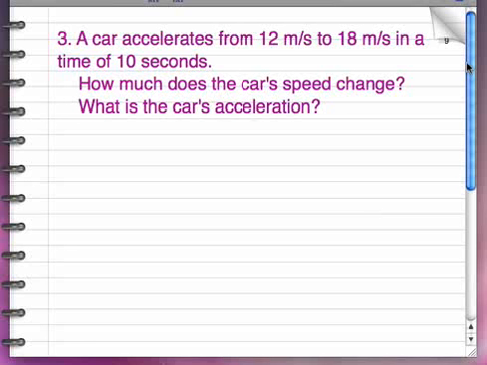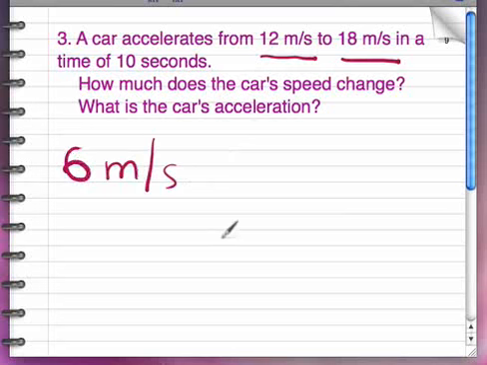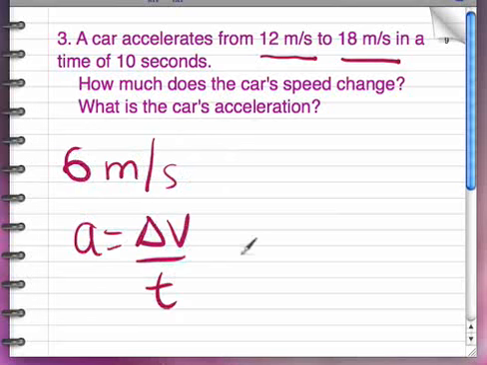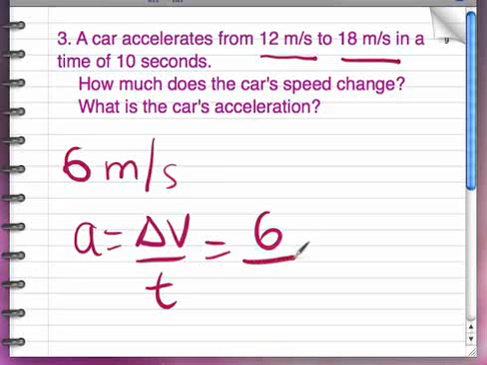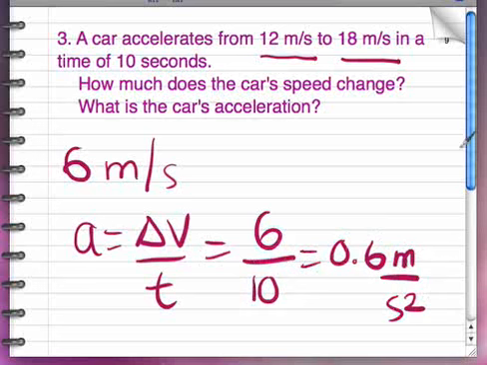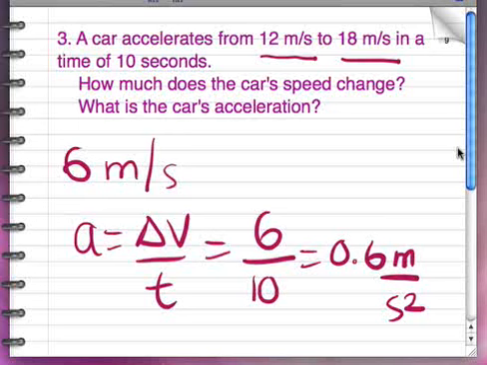Try number 3. Let's see, how much does the car's speed change? Well, it started out at a speed of 12, and now it has a speed of 18. So the car's speed increased by 6 meters per second. Acceleration is change in speed divided by time, or 6 divided by 10, or 6/10 of a meter per second squared. So the speed increases by 0.6 meters per second every second.